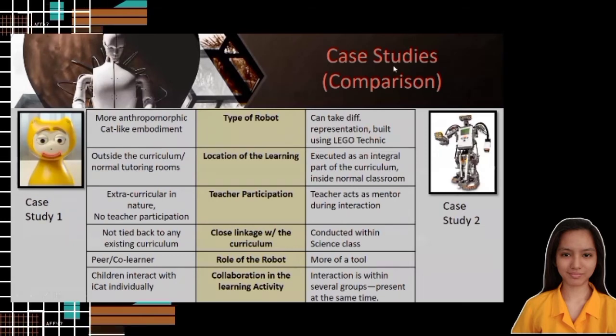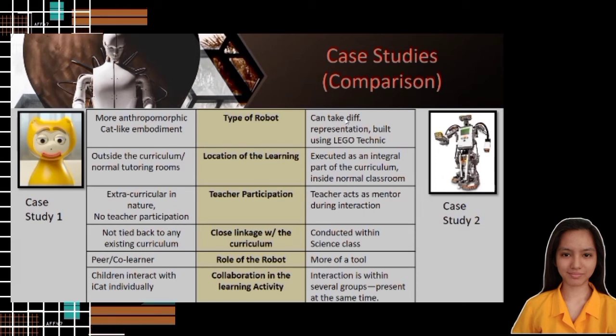Now, I'd like you to take a look at the second column. The second column includes the constructs. On its left and right sides are the corresponding attributes of each robot. The first one deals with the type of robot. The 2 robots were distinct, obviously. iCat of case study 1 is more anthropomorphic, meaning it's not a human, it's a non-human that does carry human-like traits or characteristics. Obviously, it has a cat-like embodiment, while Mindstorm is built using Lego technique that can take on different representations.